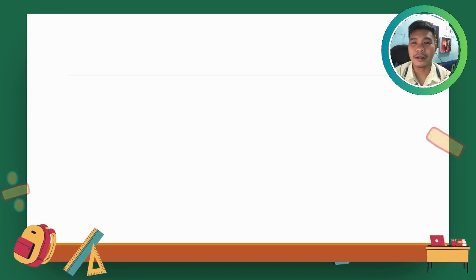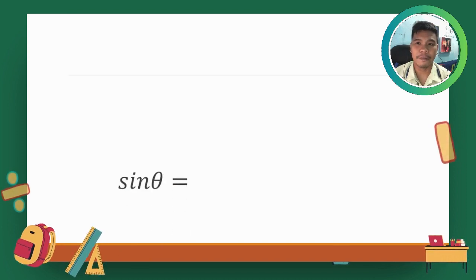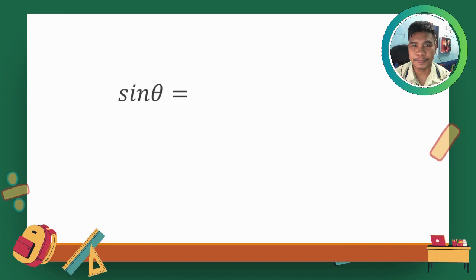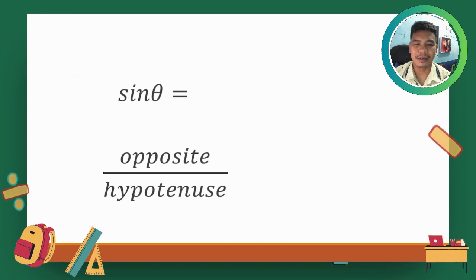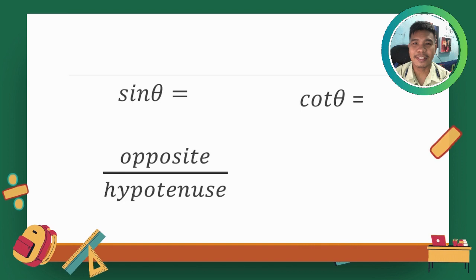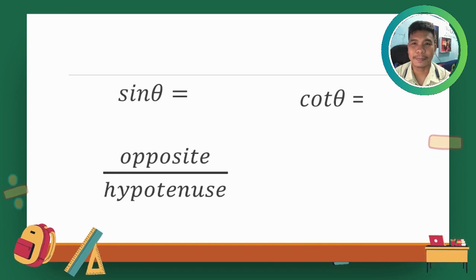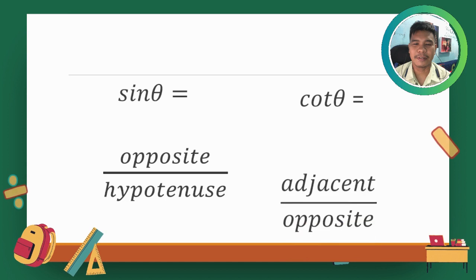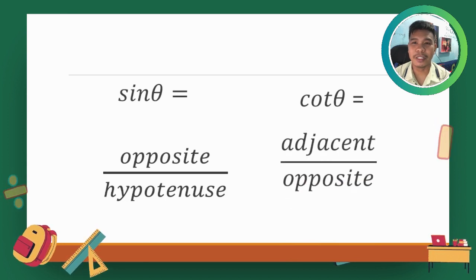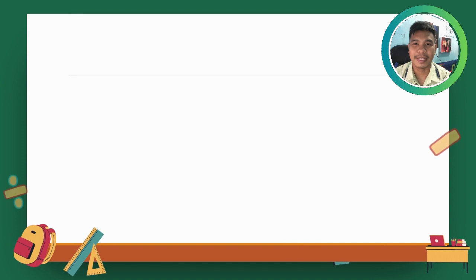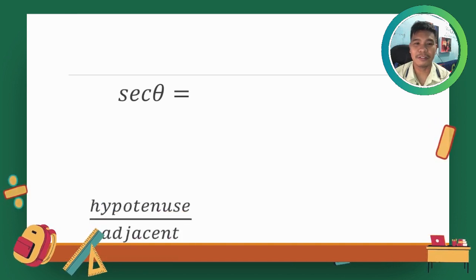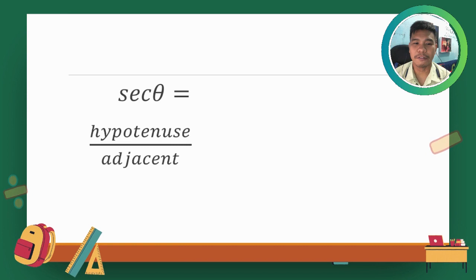For the first one, write the trigonometric ratio of the function sine theta. Boards up. The correct answer is opposite over the hypotenuse. Next, cotangent theta. Boards up. The correct answer is adjacent over opposite. Next, secant theta. Boards up, it is equal to the ratio of hypotenuse over the adjacent.